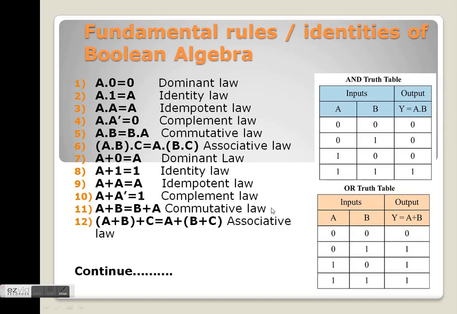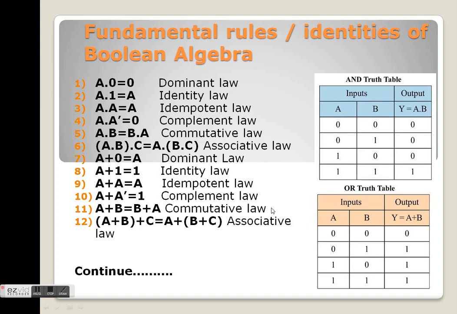Now, let's understand some basic rules or identities given in the Boolean algebra. In this slide, I have taken the identities which include AND or OR operation only. We will understand these identities one by one. The first identity is A AND 0 is equal to 0.